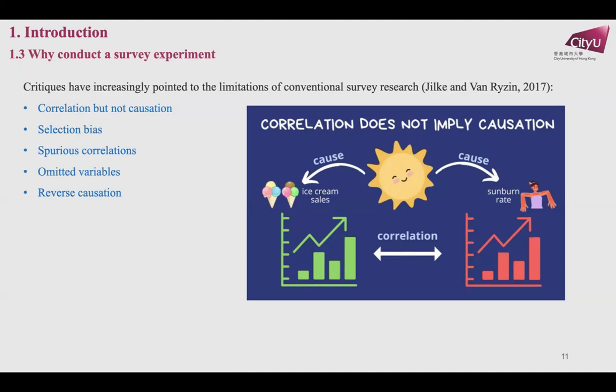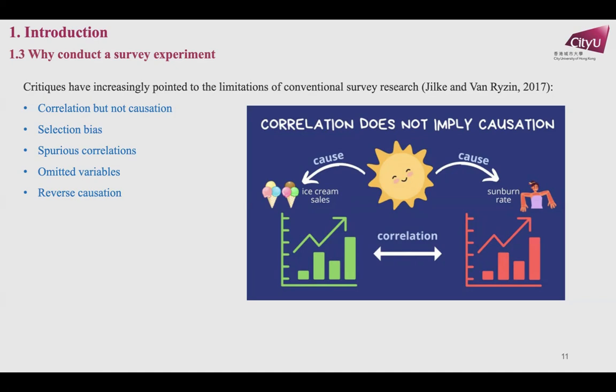For example, if a survey finds that higher education levels correlate with higher individual income, it does not prove that it's the education that causes an increase in individual income. The second limitation is selection bias, which means that individuals who participate in a survey are not representative of the broader population.